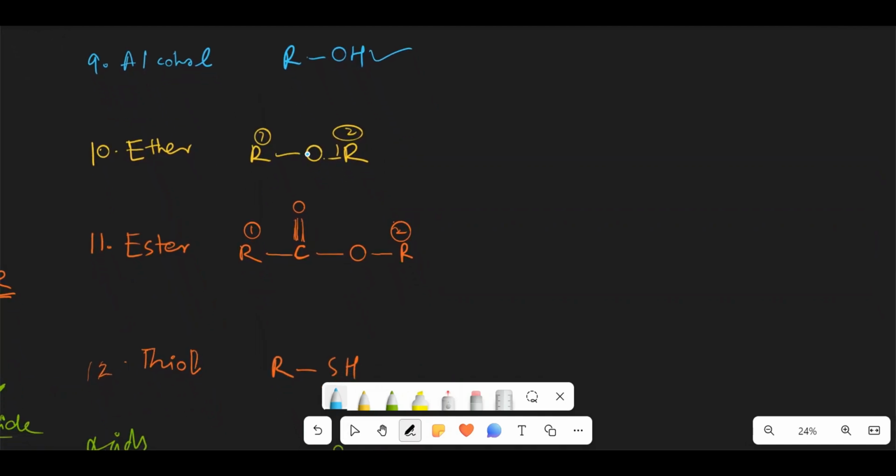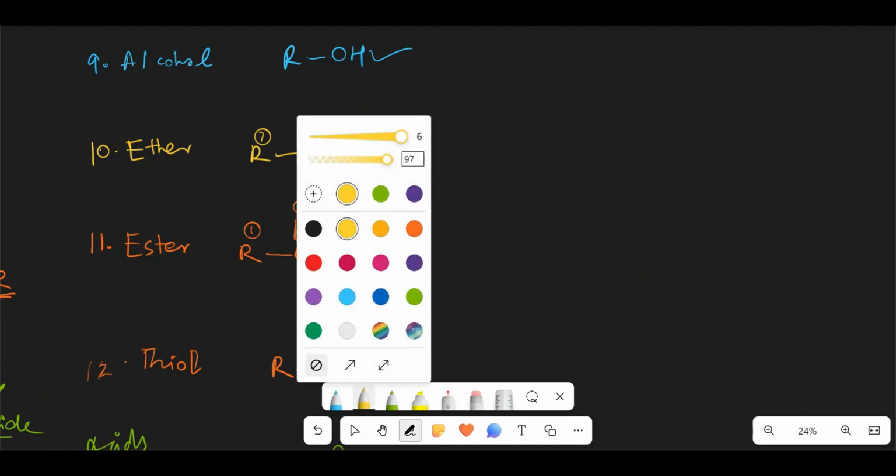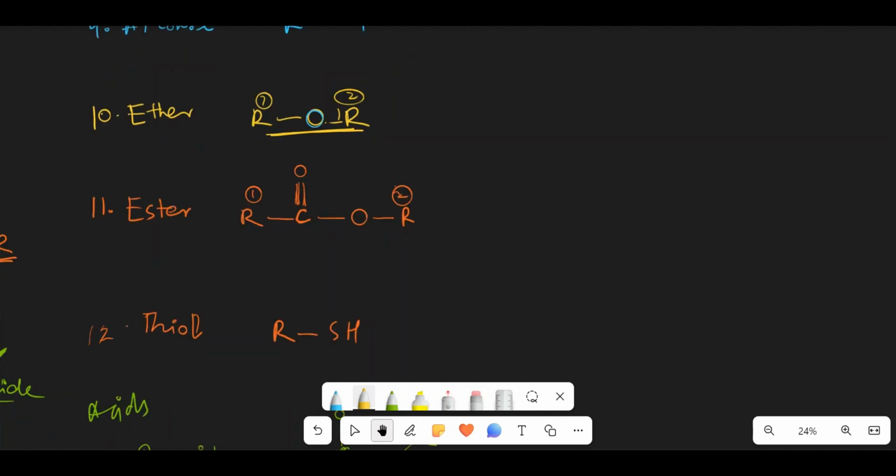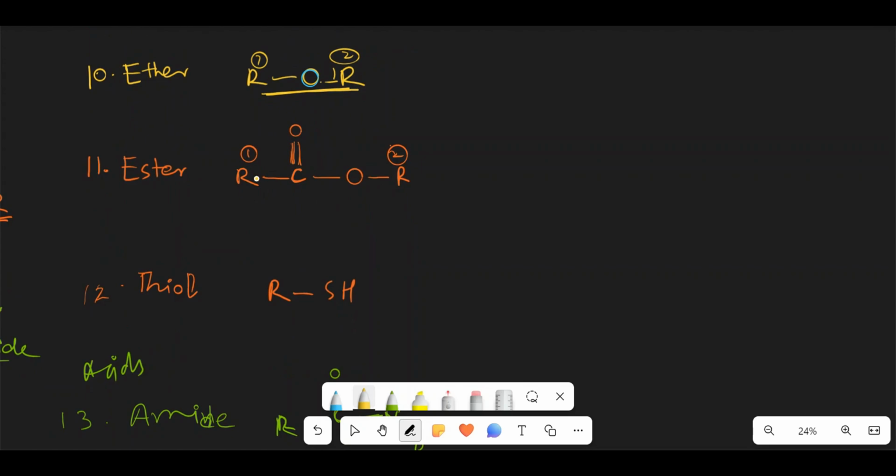Ether has one oxygen attached with two R groups. Ether and ester make us confused about their structure, their functional group. Ester has one carbon double bonded with an oxygen, and that carbon has one bond with an oxygen. That oxygen is attached with the R.